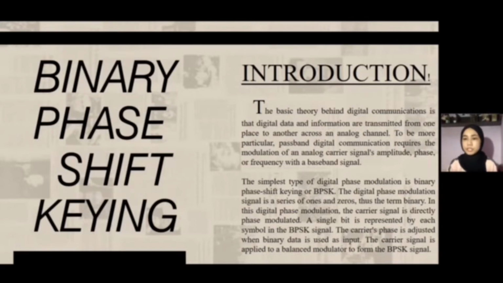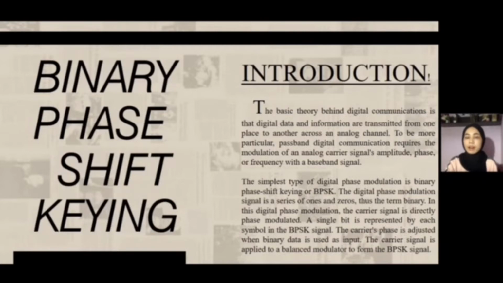In this digital phase modulation, the carrier signal is directly phase modulated. A single bit is represented by each symbol in the BPSK signal. The carrier phase is adjusted when binary data is used as input. And then the carrier signal is applied to a balance modulator from the BPSK signal.